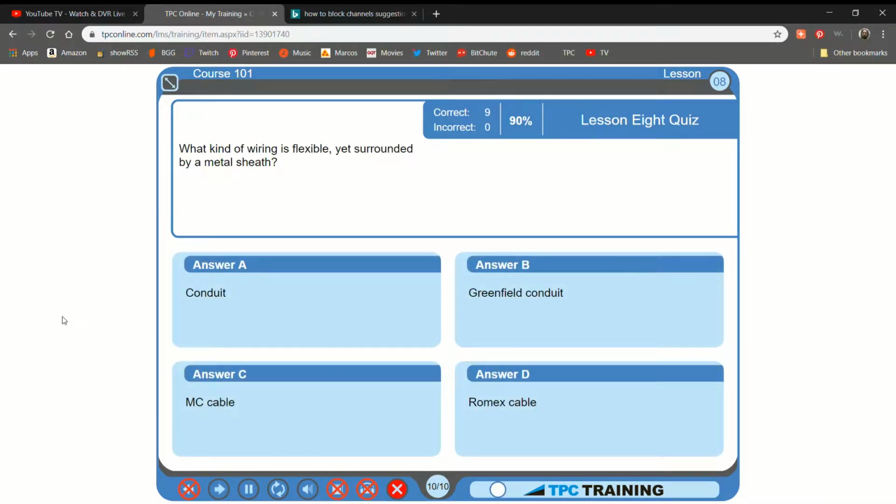What kind of wiring is flexible yet surrounded by a metal sheath? A. Conduit. B. Greenfield conduit. C. MC cable. D. Romex cable. That is not correct.